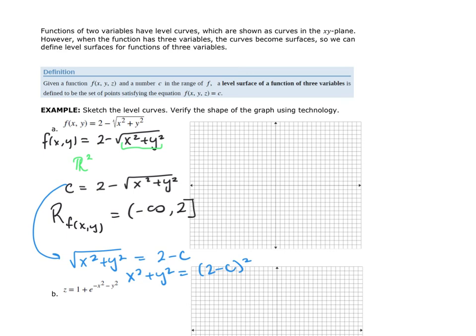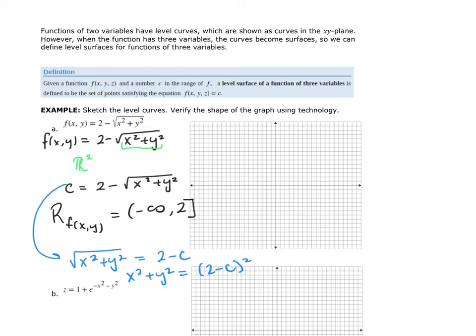That's not going to happen because all of my c values, remember, are negative infinity to 2, so I couldn't put in 3 or anything here for c because I couldn't do a negative radius. So the biggest I'm going to put in is 2. So we have a bunch of circles that are centered at the origin, and they're just going to be concentric circles.